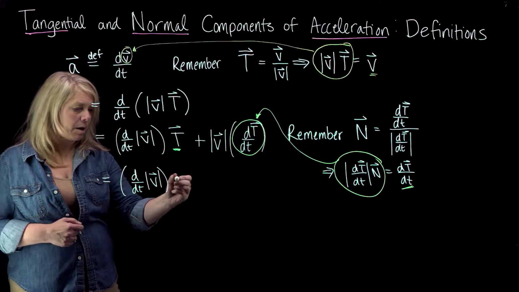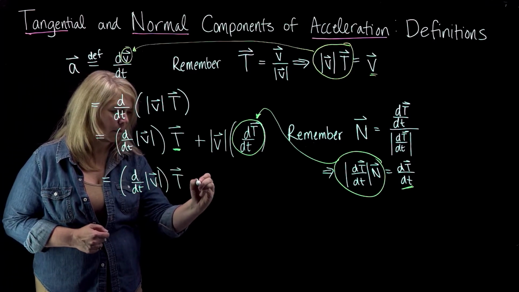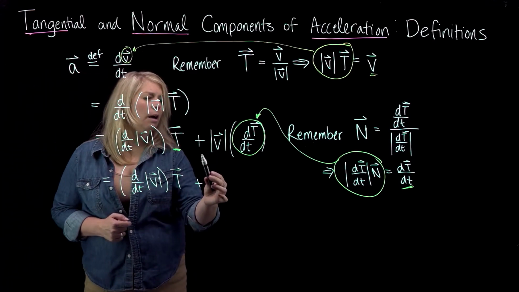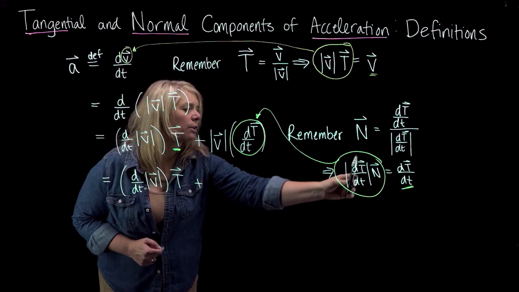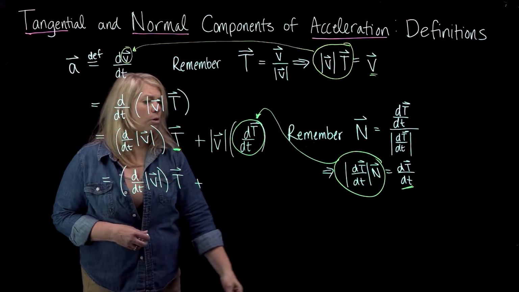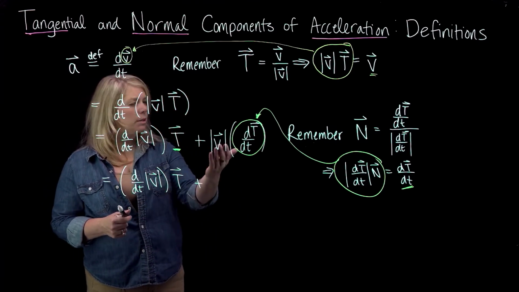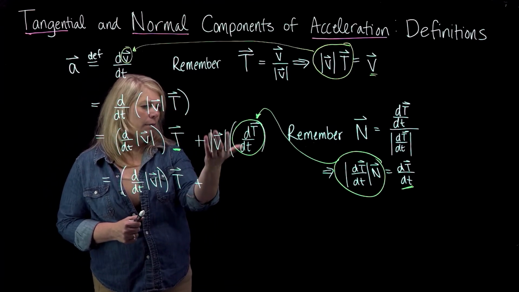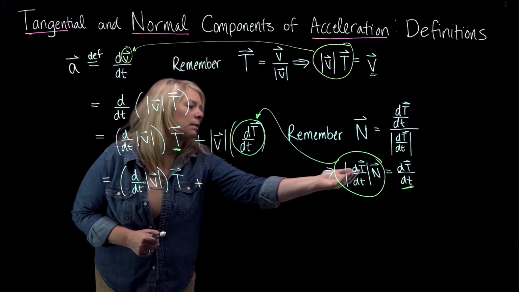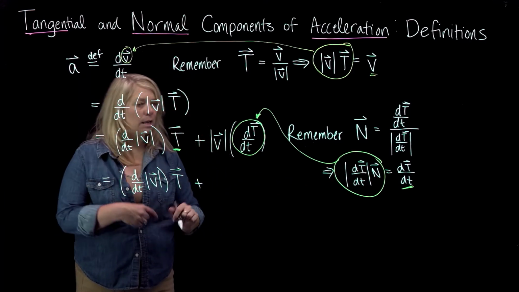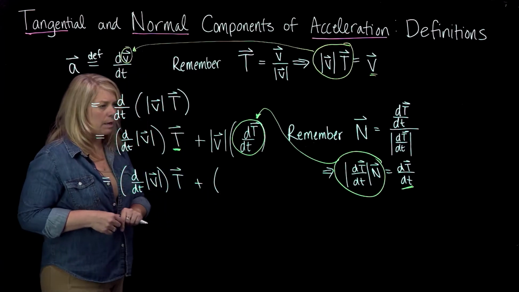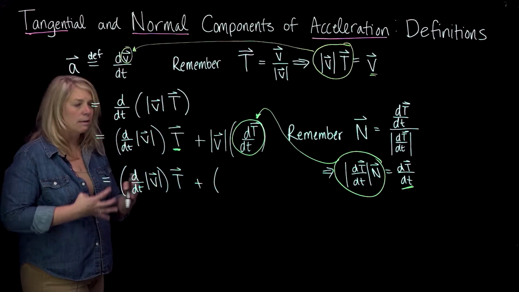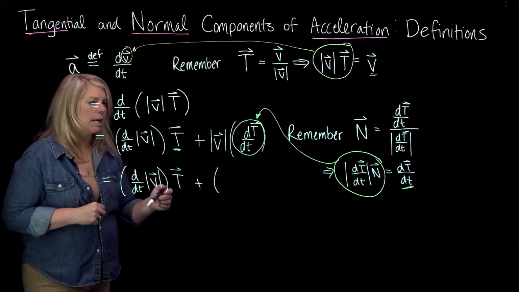This part I'm just copying down. And then on this term, I'm going to replace dT/dt with the magnitude of dT/dt times the unit normal vector. I'm also going to do a little regrouping here. So I will have the magnitude of v times this product, and that's all multiplication. I'm just going to use the associative property of multiplication to rewrite that, so I've got some different things grouped together here.